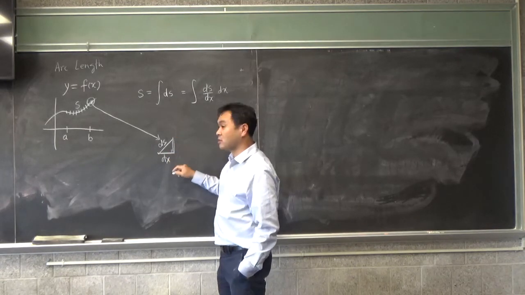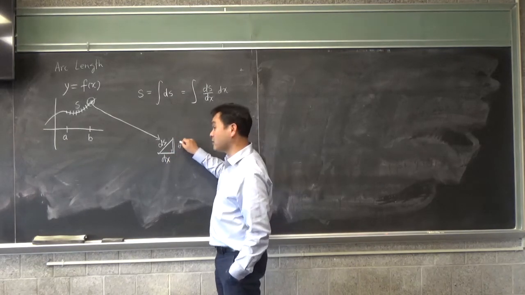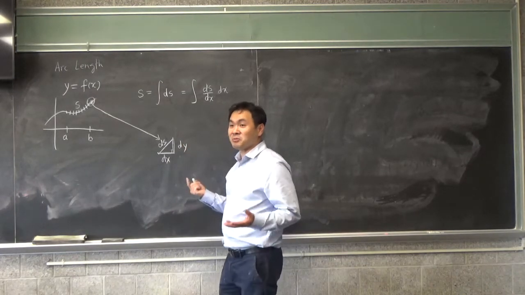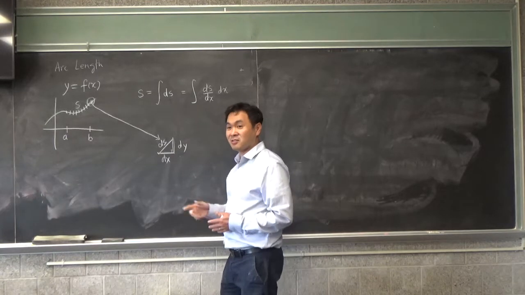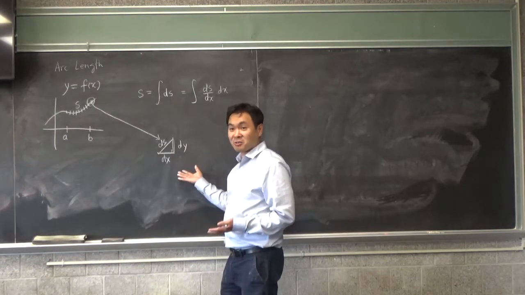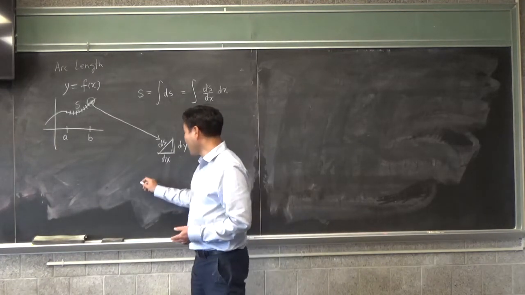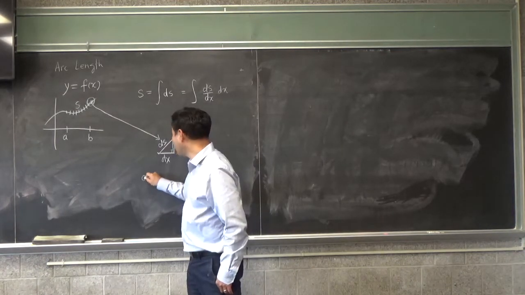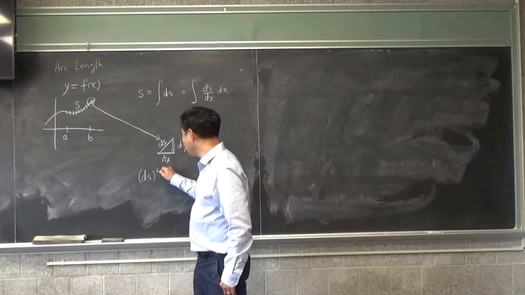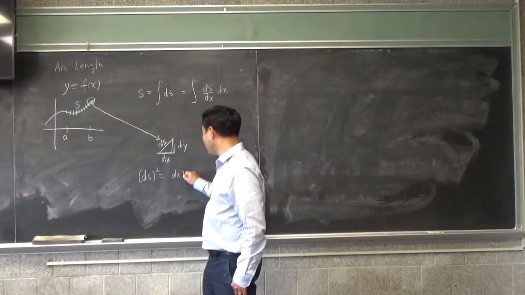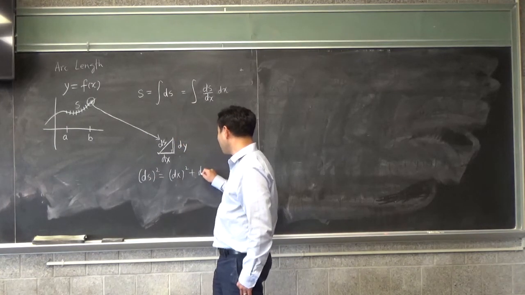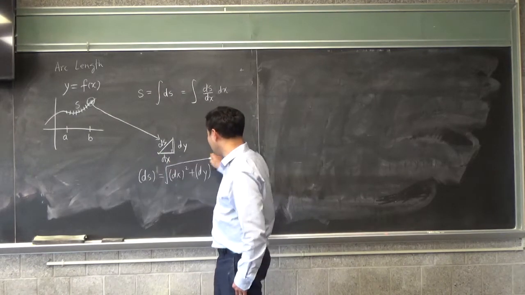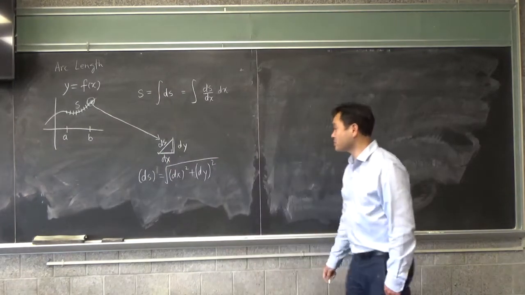How about this length? It'll be dy, right? But because we have a simplified picture, what does this look like? A right triangle, right? And we can apply what formula? Yes, we can say ds squared is dx squared plus dy squared, the Pythagorean theorem. And you can take the square root and say this.